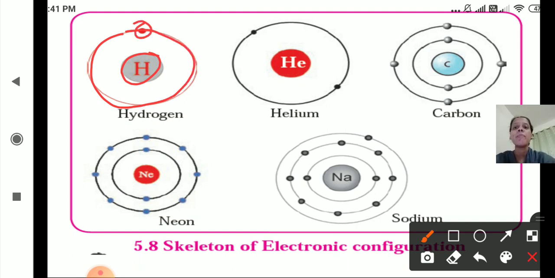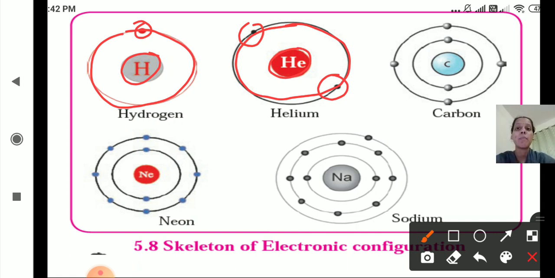electron. Now for helium, how many total electrons? There are 2 electrons. So you draw one shell, the first shell, the K shell. You show 2 electrons in the K shell, and in between you write the symbol He, for helium.